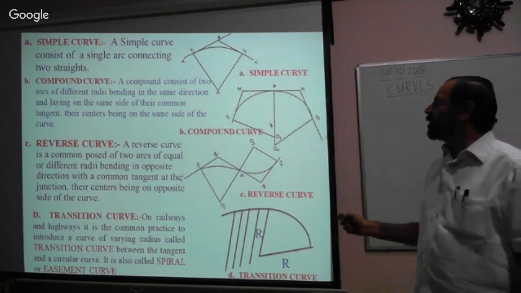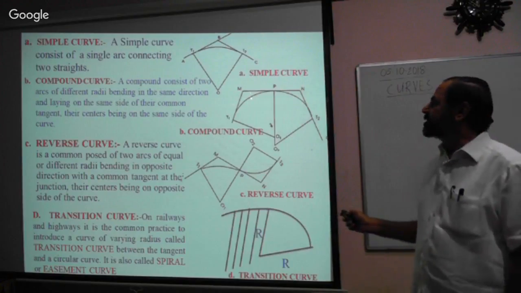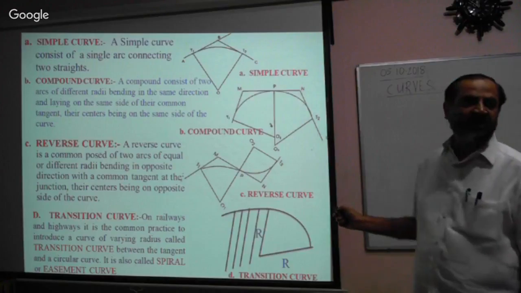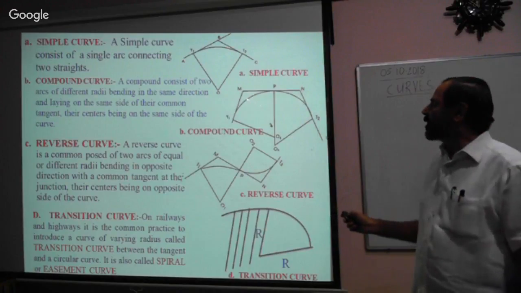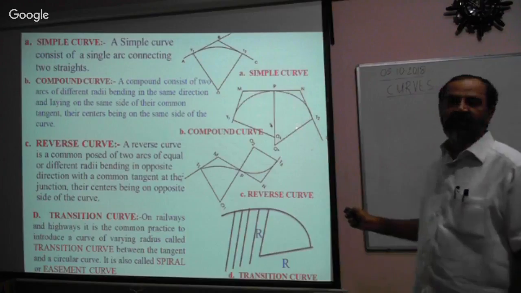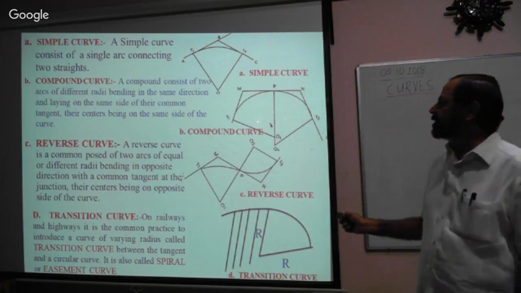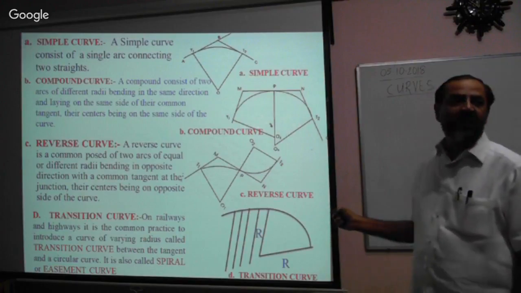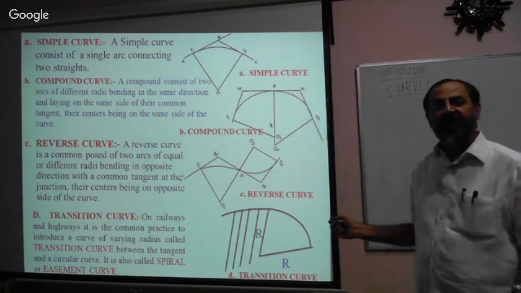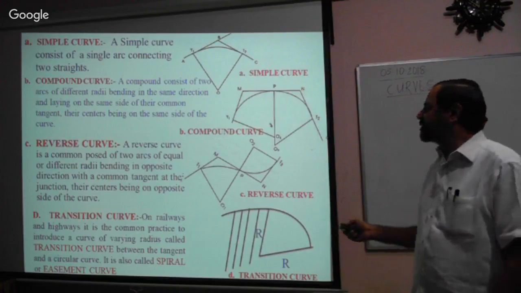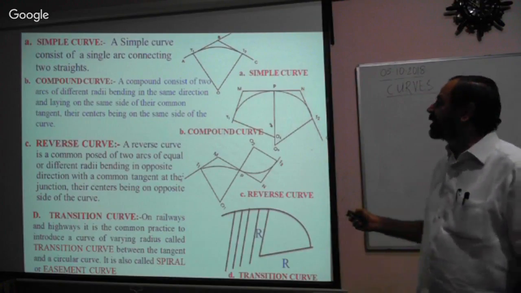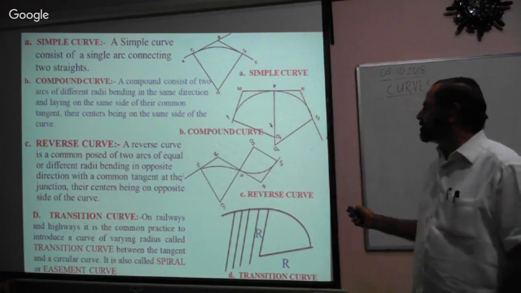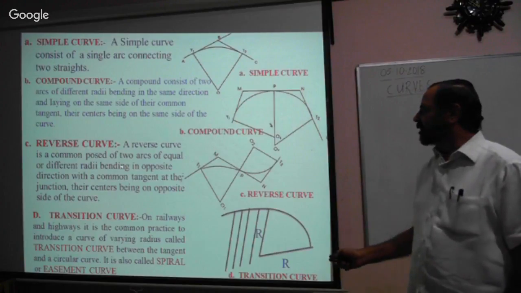Now here the compound curve is another. It is consisting of two simple curves. Here the radius of this curve and this curve are different. Sometimes this curve radius is less and this curve radius is more when compared to this, or sometimes vice versa also. This may be more and this may be less. That depends upon the engineer who has to decide what he wants to incorporate in designing the roads and railways. And the reverse curve is another curve.